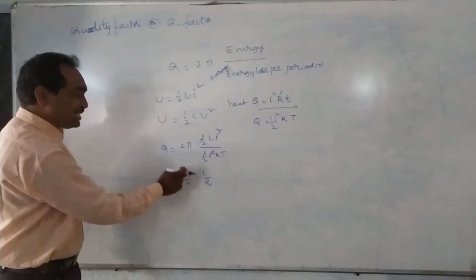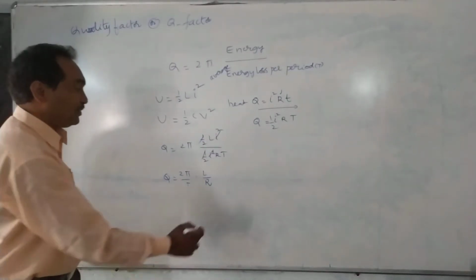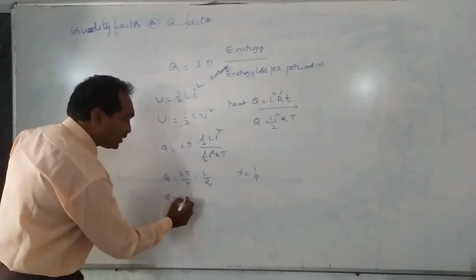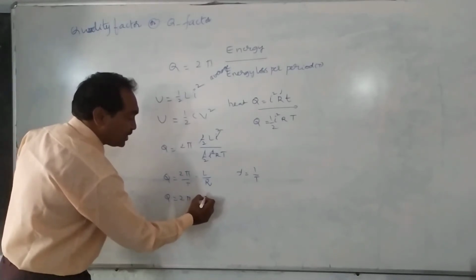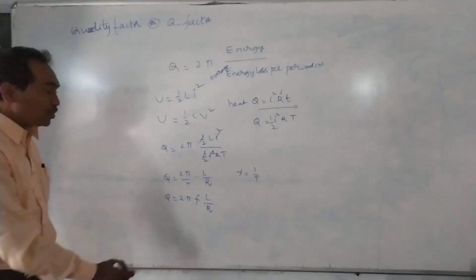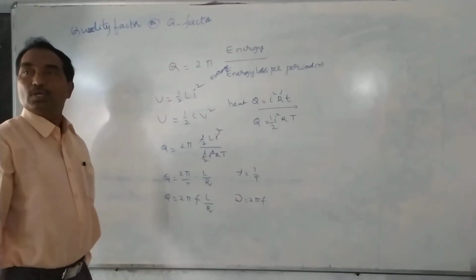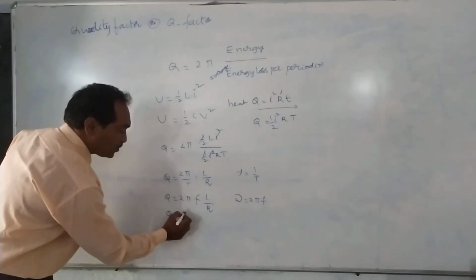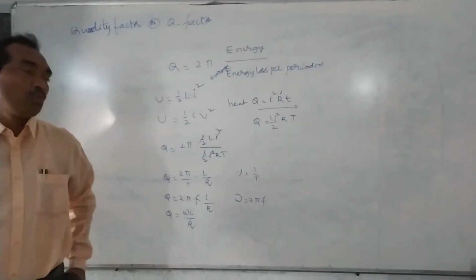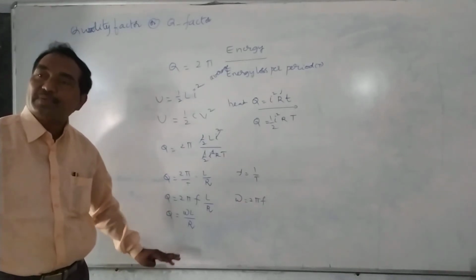But we know 1 by T is equal to the frequency, f is equal to 1 by T. So the quality factor Q is equal to 2 pi into 1 by T, which is frequency f, into L by R. We know 2 pi f is equal to omega, the angular frequency. So the quality factor Q is equal to omega into L by R. All these equations are right. Maybe this equation or this equation represents the quality factor.